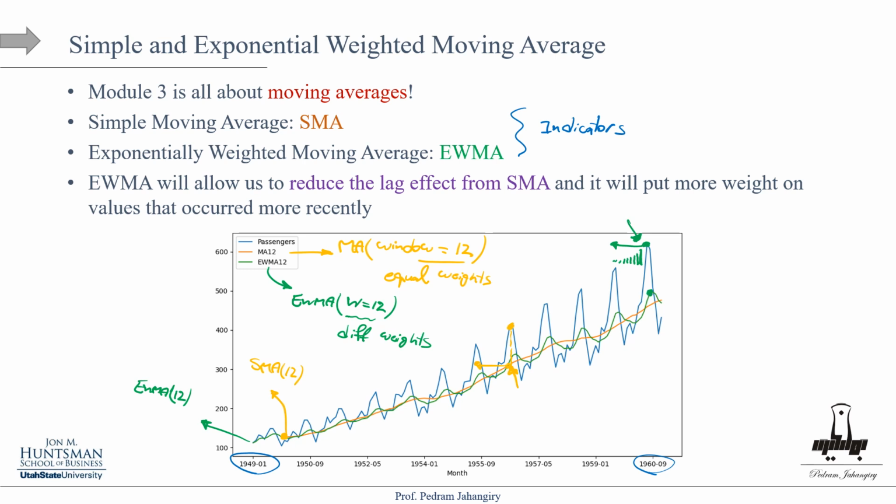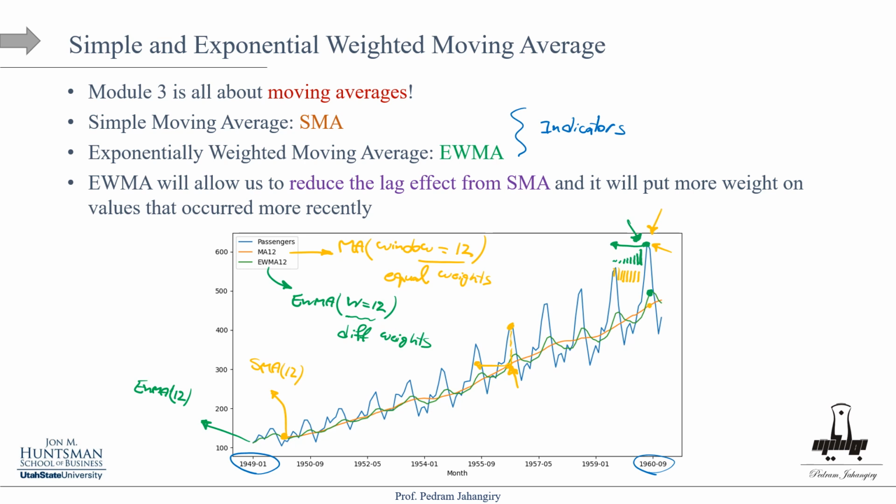Because the exponential weighted moving average indicator is going to put more weights on the more recent data, it's going to reduce the lag effect from SMA, right? Because simple moving average, again, let's go back to this observation, is going to give the same weight to all of them. If the passenger data is high here, it's going to give it the same weight. That's why it's a little lagging.